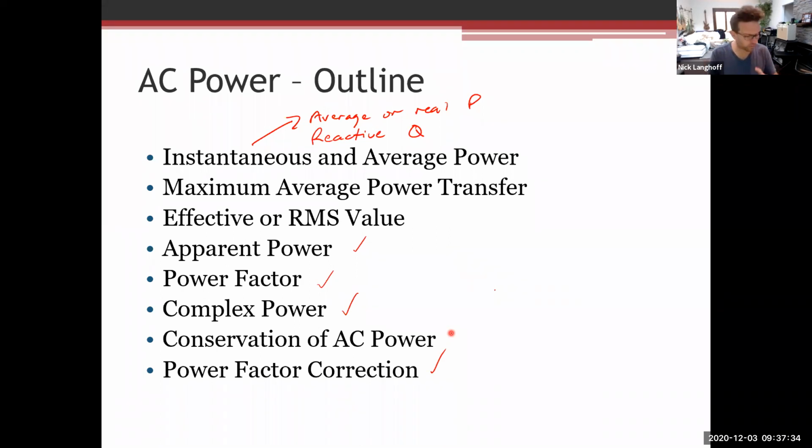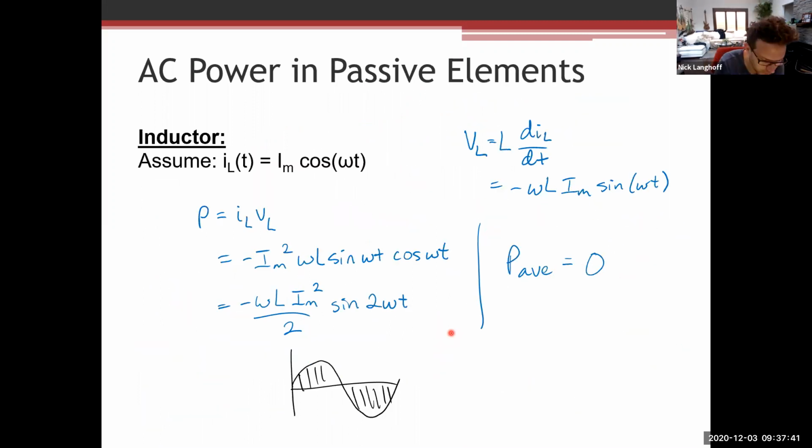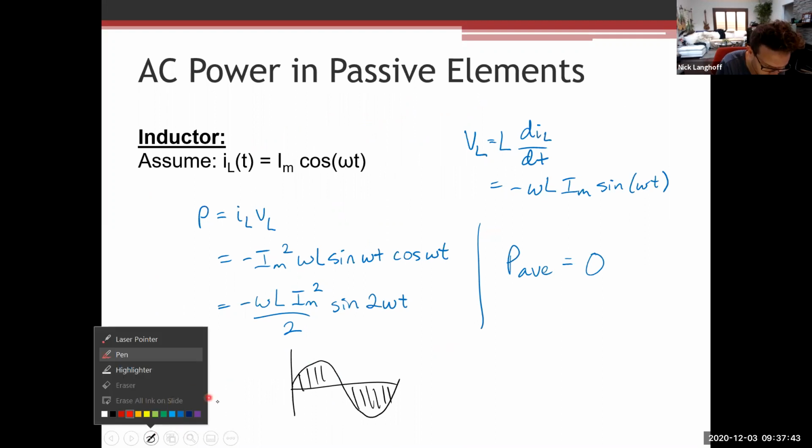So before we jump straight to looking at effective or RMS power, let's briefly regroup on what we covered on this slide.